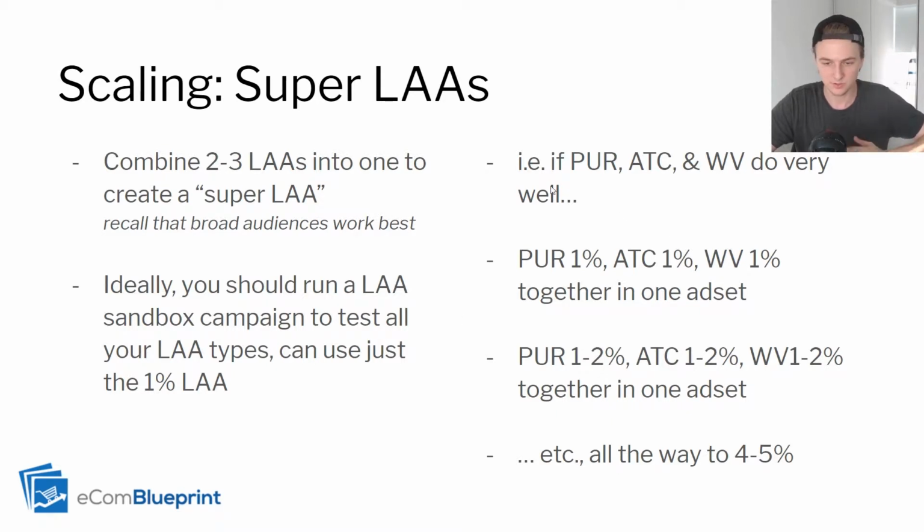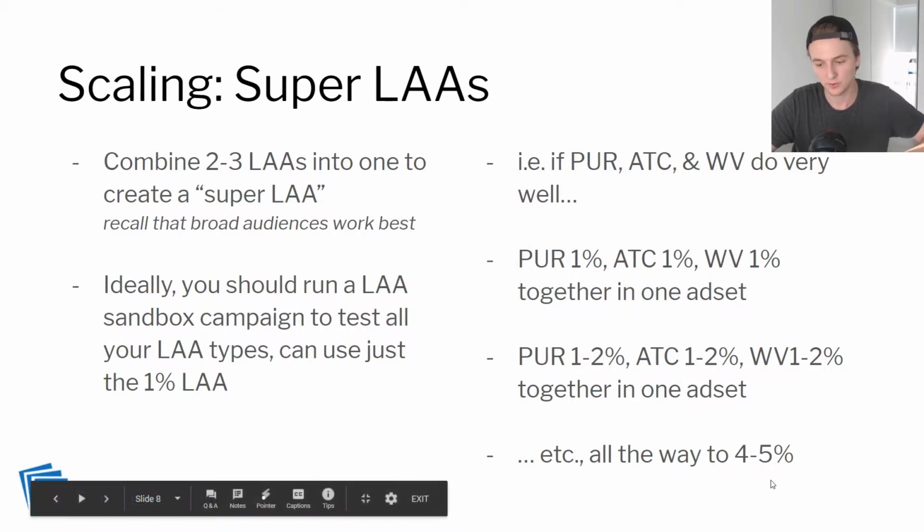And so, for example, if you tested all of them and then your purchase lookalikes, your add to cart lookalikes, and your website visitors lookalikes do very well, then these are the three that you'd want to combine for your super lookalike audience. And so what you're going to do is put the 1% purchase lookalike with the 1% add to cart and the 1% website visitors. You put all of these together in one ad set. This would be your first ad set. You put all the 1 to 2% together in one ad set. This would be your second ad set, all the way to 4 to 5%.